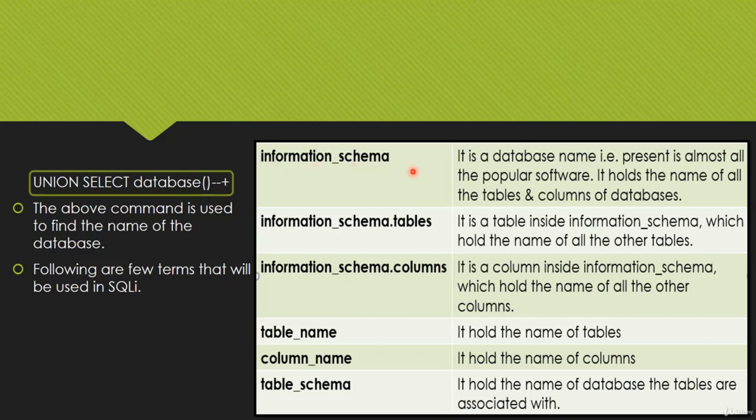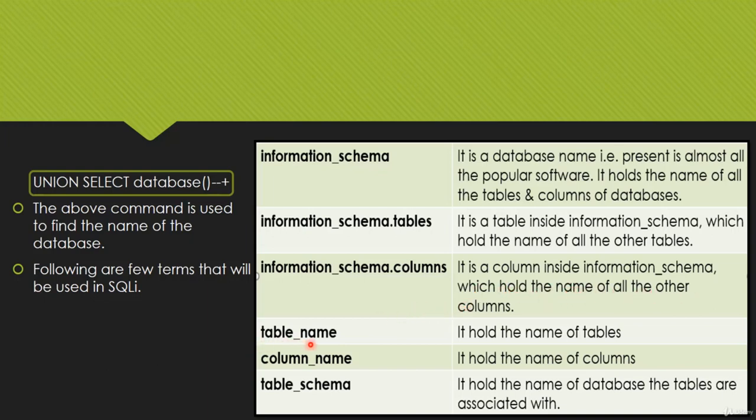Information schema. It is a database name that is present in almost all the popular software. It holds the name of all the tables and columns of databases. Information underscore schema dot tables is a table inside information schema which holds the name of all the other tables. Likewise, information schema dot columns stores the name of all the columns.